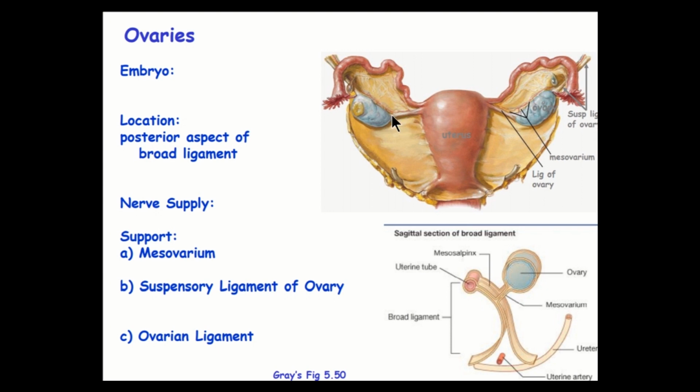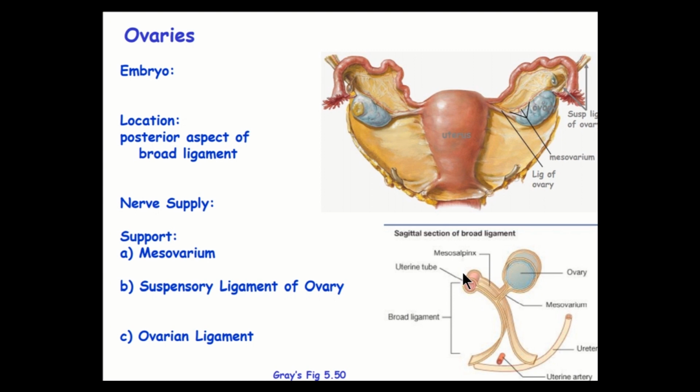If you look over here, this is basically the broad ligament, which is the mesentery of the uterus, extending from the lateral wall of the uterus, extending laterally all the way to the lateral pelvic wall, and an extension of the broad ligament which is enveloping the ovary would form the mesovarium over here.